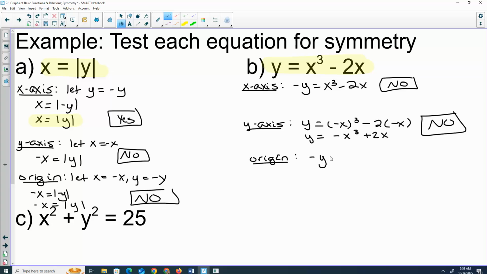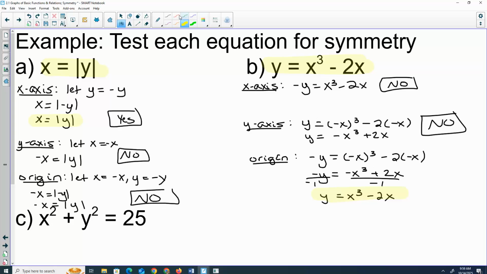Both. The y is negative and the x is negative. Okay, just like we said above, a negative to the third is still negative. Negative 2 times negative x is positive 2x. Is there anything I can do to turn this back into my original equation? Yeah, if I divide by negative 1 on both sides, I get y equals x cubed minus 2x. That is what we started with. So this particular graph is symmetric to the origin.